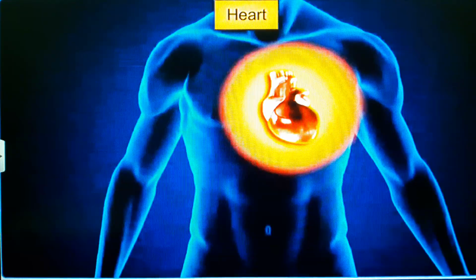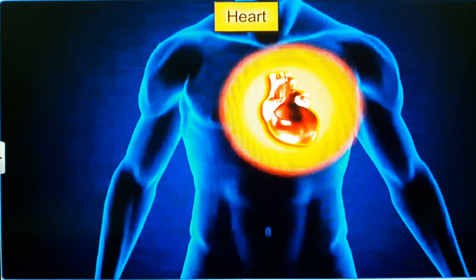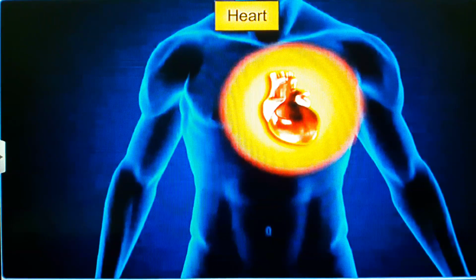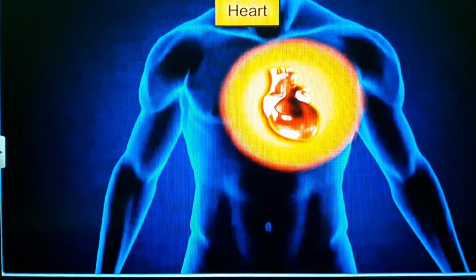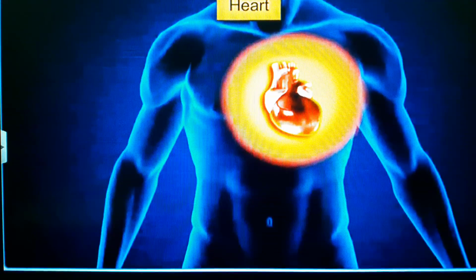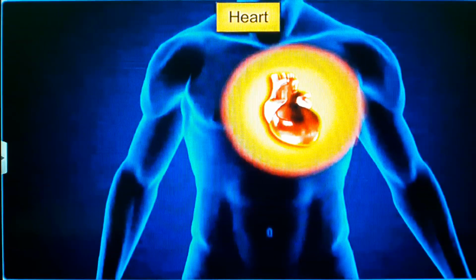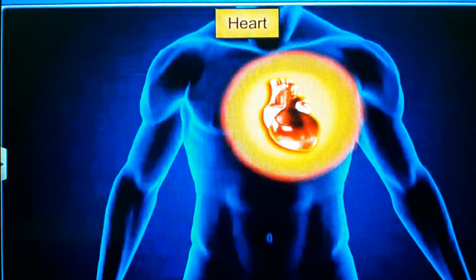Friends, as you know, the human circulatory system has three parts: first, blood; second, blood vessels; and third, the heart. We have already discussed blood and its components, blood vessels and their types, and now we are going to talk about the main part of the circulatory system, that is the heart.